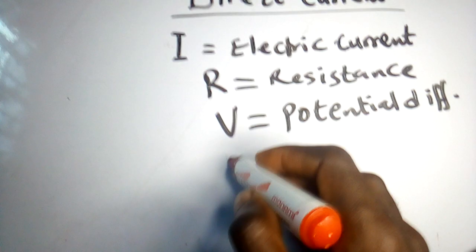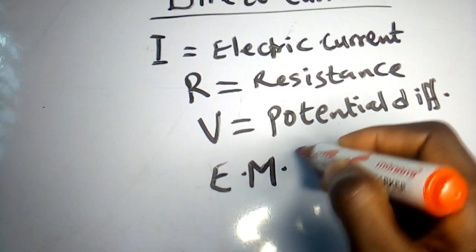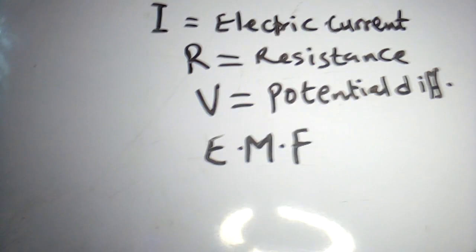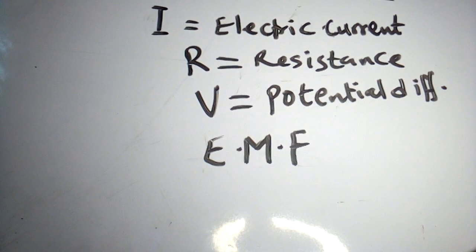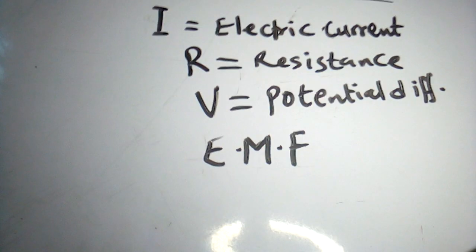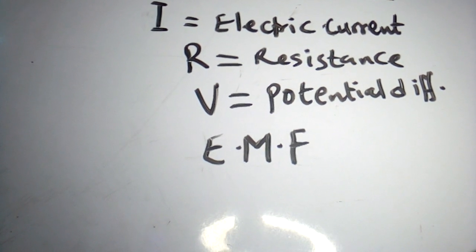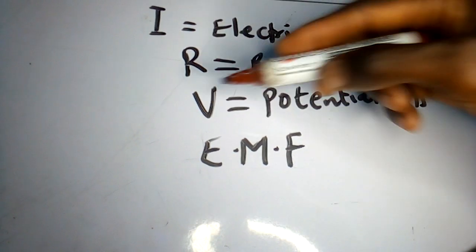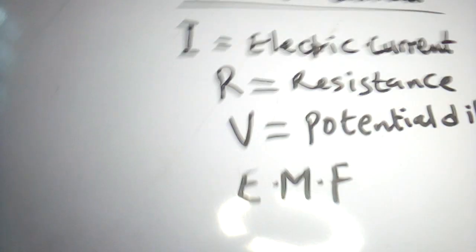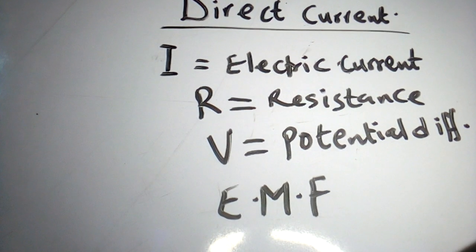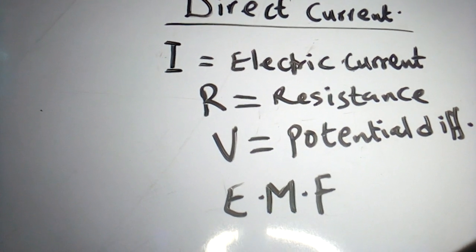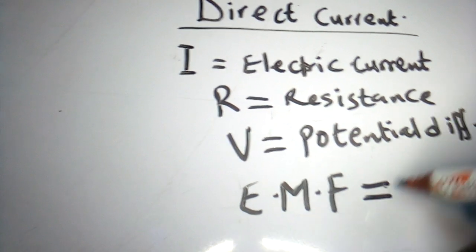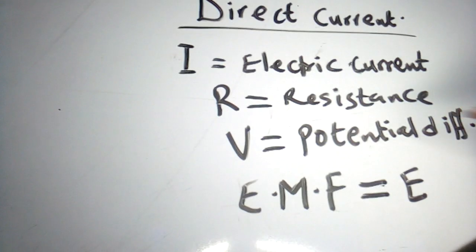We know that as EMF, whose full meaning is electromotive force, which is the driving force for the current to be out of the battery. So that is electromotive force. Now, I established a relationship between V, I, and R in the previous video, and that is Ohm's law, which I've stated in the previous video. But let's establish the relationship between these.